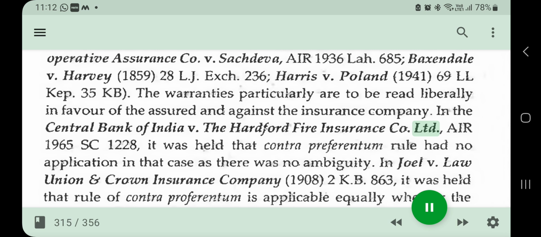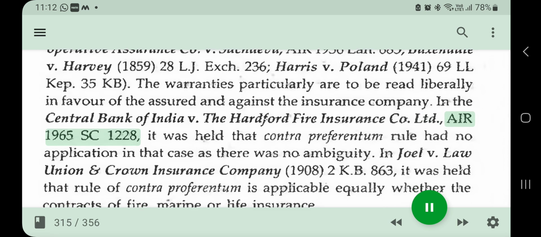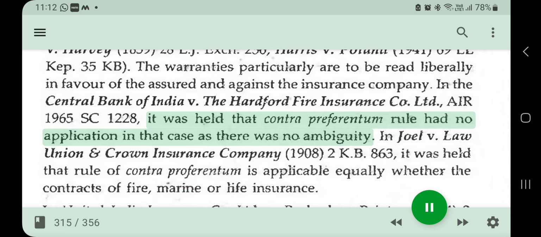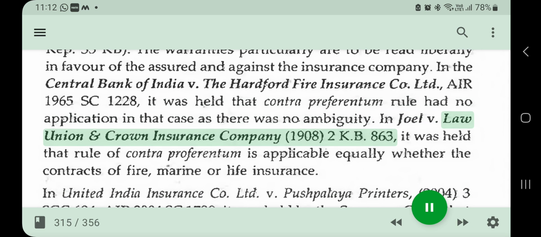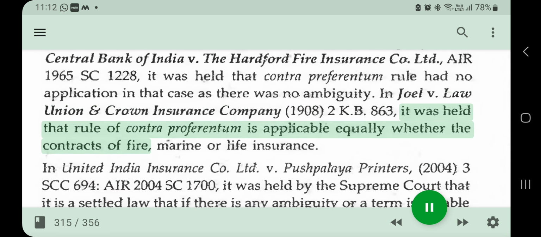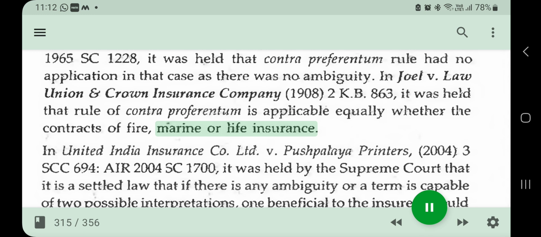Limited, AIR 1965 SC 1228, it was held that the contra proferentem rule had no application in that case as there was no ambiguity. In Joel v. Law Union and Crown Insurance Company, 1908, 2 KB 863, it was held that the rule of contra proferentem is applicable equally whether the contracts are fire, marine or life insurance.